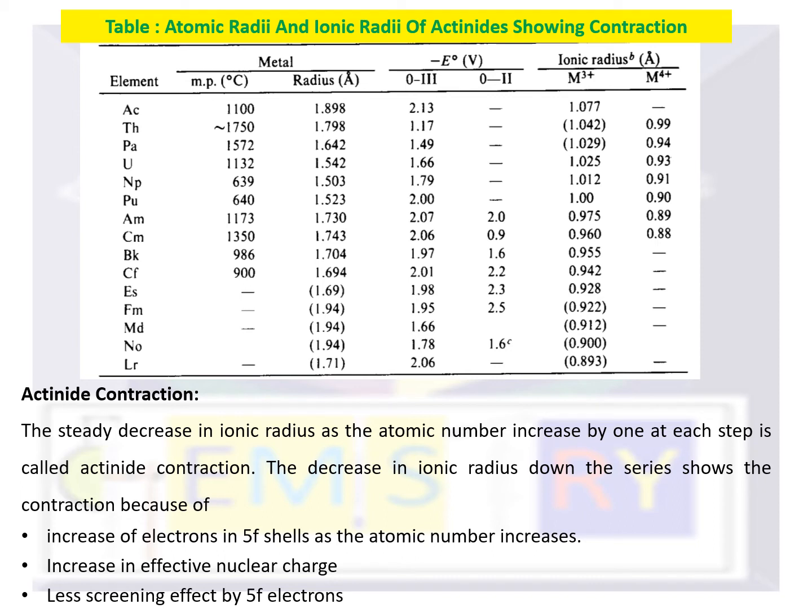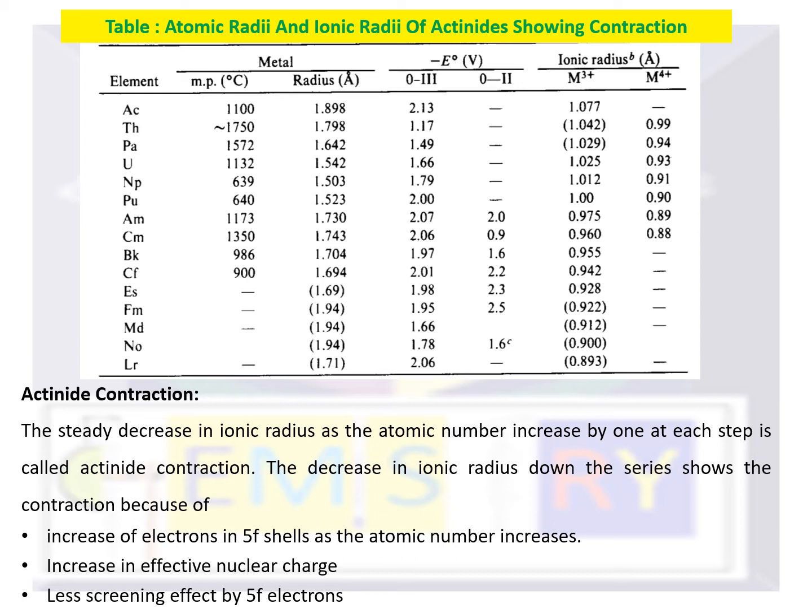Now in this table we are seeing the atomic radii and ionic radii of actinides. Unlike in lanthanides, when we see the atomic radii of these actinides, there is no steady decrease from actinium to lawrencium. There is a slight variation. So there is not a gradual decrease from actinium to lawrencium in the atomic radii. This is unusual compared to the lanthanides, where there is a very steady decrease from lanthanum to lutetium.